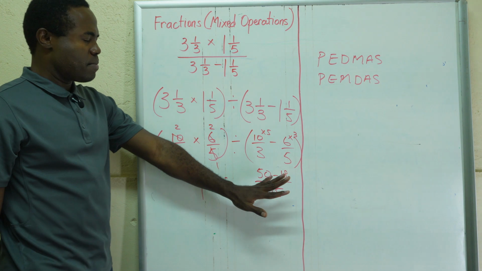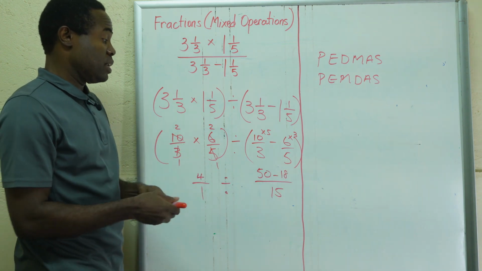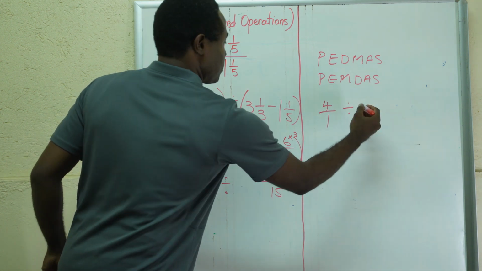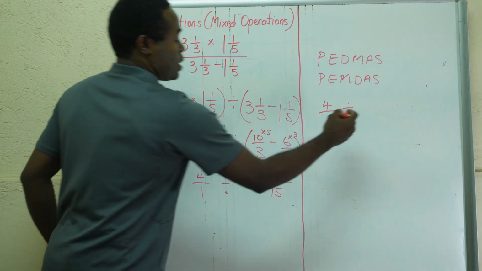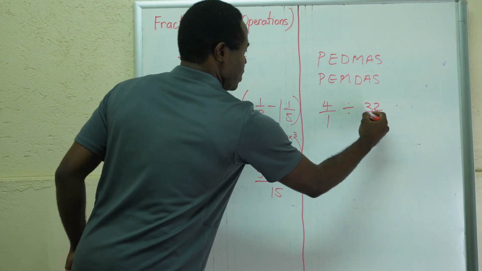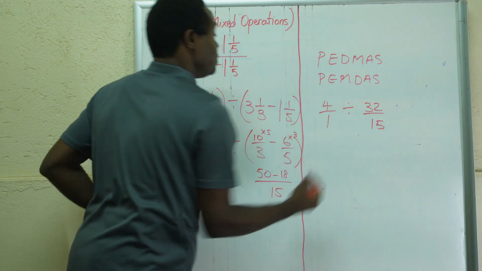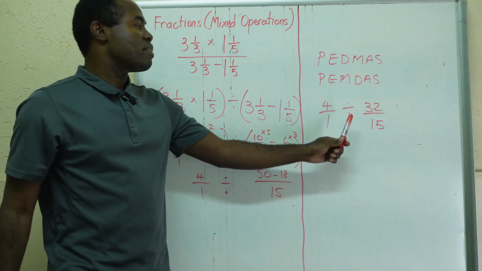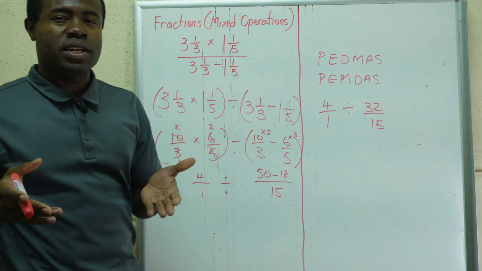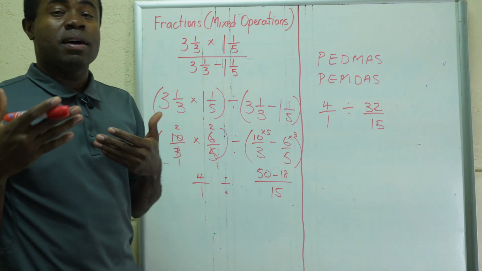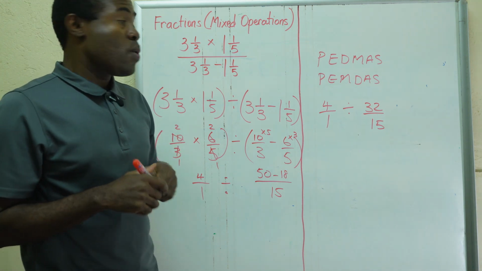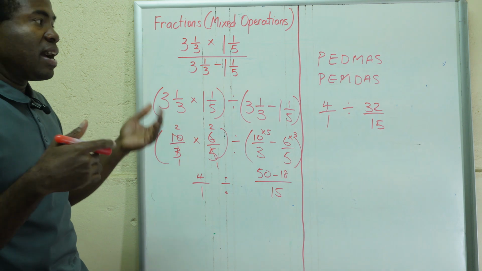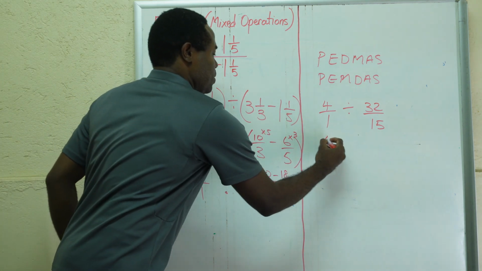Now 50 minus 18 all over 15 can be rewritten as, let me first write back the 4 over 1 divided by, if you subtract this, we're going to get 32, and that would all be over 15. Now in fractions, we don't divide, right? What we do is convert our division to multiplication, because there's a relationship between multiplication and division. Multiplication is the inverse of division, and as such, what we do is simple.